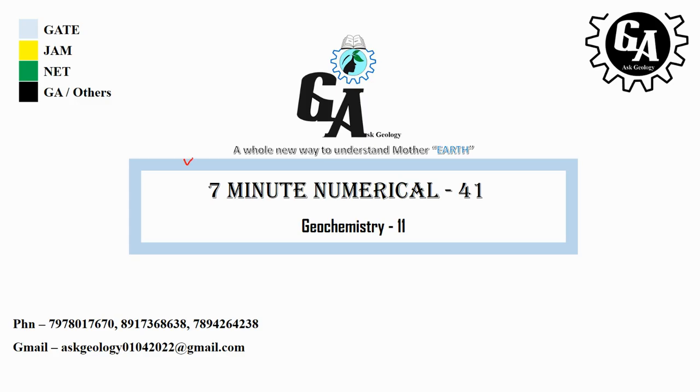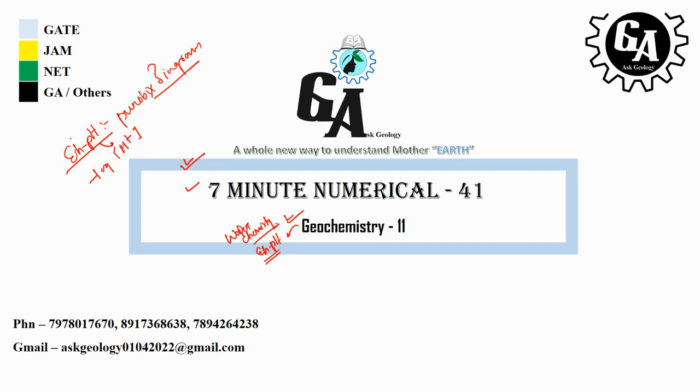So in today's 7-minute numerical, we are going to discuss another geochemistry question, but it is water chemistry. A water chemistry question where EH and pH conditions are involved, and all of you know this EH and pH diagram is also called a Pourbaix diagram. pH is the negative logarithm of H plus concentration, and EH is the oxidation condition, the oxidation potential.